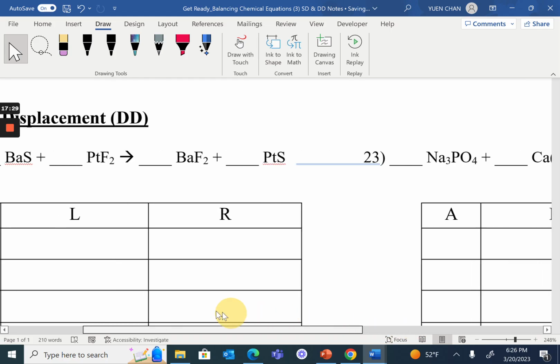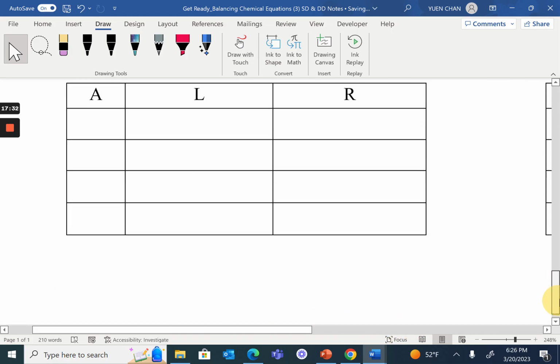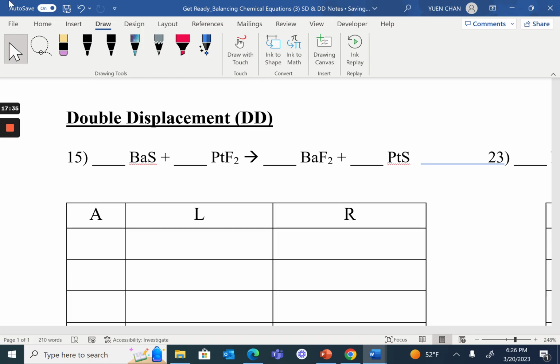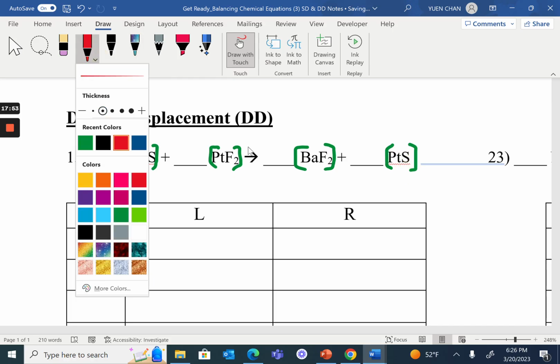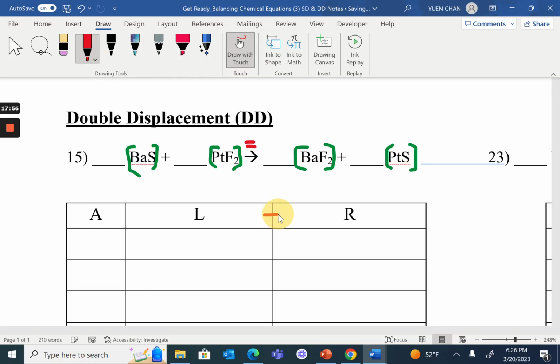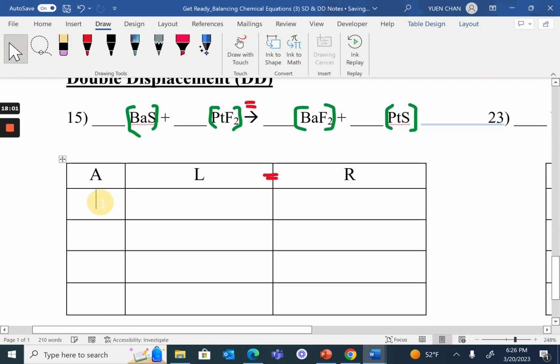Okay. Now on the bottom, double displacement is actually the same thing. You just need to recognize, do you have any poly? Do you have any compound? So I do have compound, so I'm going to put the bracket around all the compound. And also I'm going to put the equal sign on the top of the arrow. And then I'm going to put what kind of elements I have. I got Ba, I got S, I got Pt, and I get F.